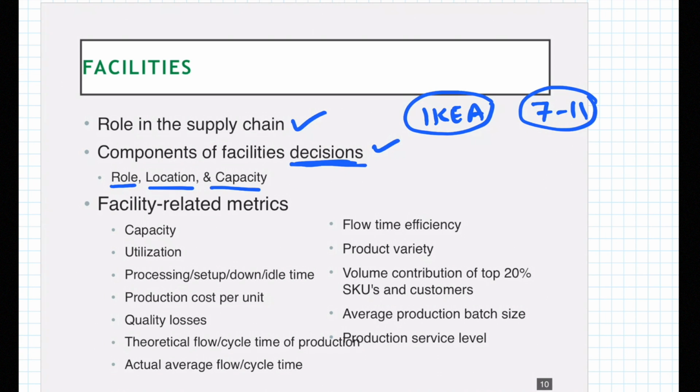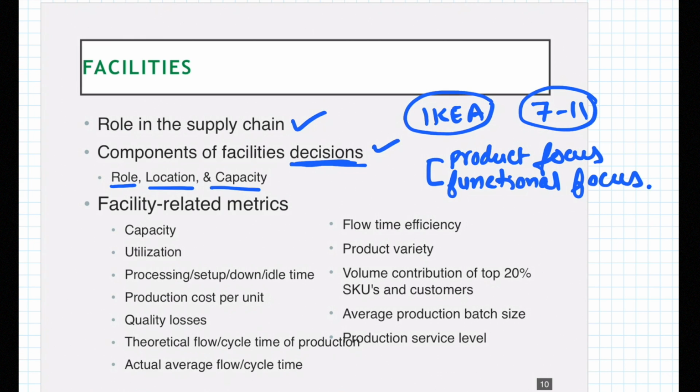Businesses may also have to decide whether they will have product focus or functional focus. Product focused facilities carry out all the functions that are needed for a product, whereas functional focus facilities are those which carry out a given type of function. For example, there could be a machining shop which only carries out machining activities. Similarly, there could be a facility that specializes in welding. They may be able to do a variety of welding operations.